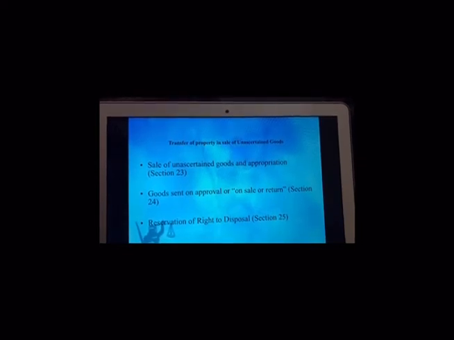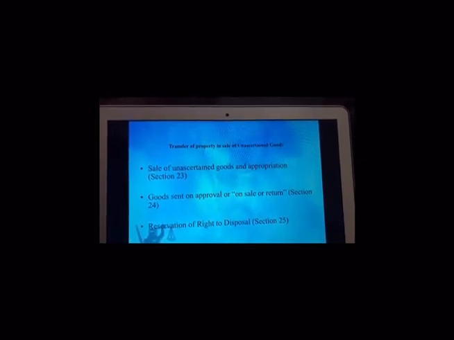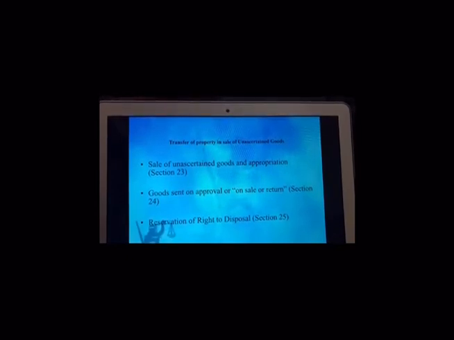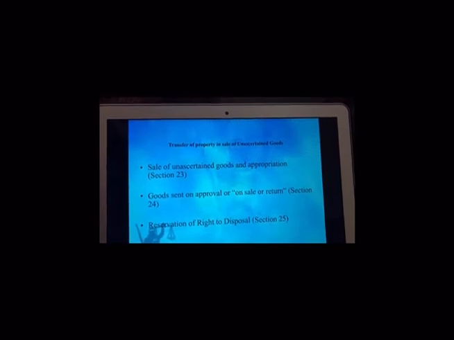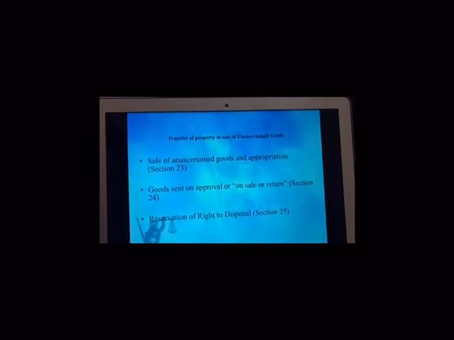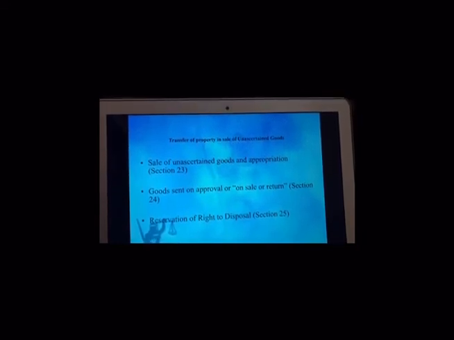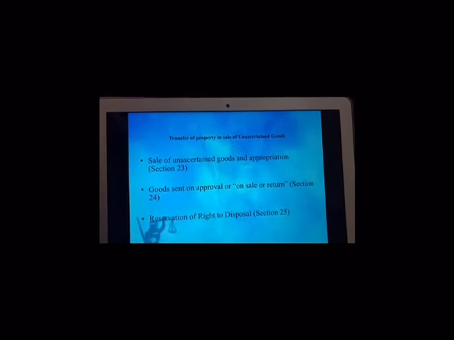Section 25, Reservation of right of disposal. It again has two clauses. Section 25(1), which states that as per the terms and conditions of the contract, the seller of goods may reserve the right of disposal of the goods where the sale of specific goods is concerned. Despite the delivery of the goods, the property will not get transferred from the seller to the buyer unless the conditions of the contract are fulfilled.